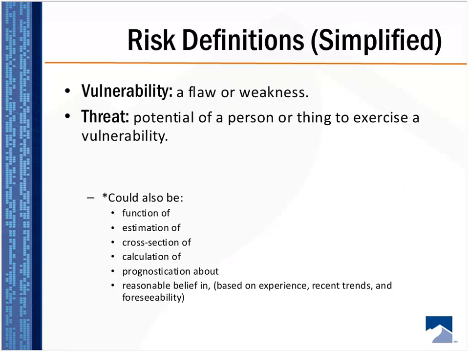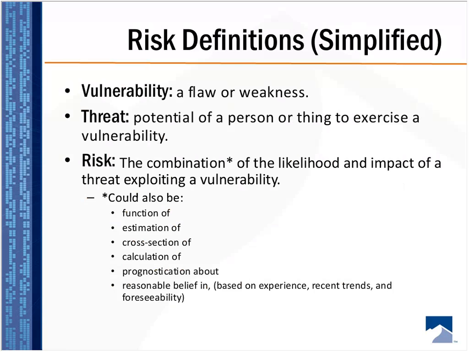Okay, so vulnerabilities, in simplified language here, a flaw or a weakness; a threat, a person or thing that exercises a vulnerability. And then the risk here, again, you'll see the loose language in the NIST standard. It says the combination of the likelihood and impact of a threat exploiting a vulnerability. We can change out "combination of" with other phrases that may feel better or make more sense. You know, it's a function of the likelihood and impact.